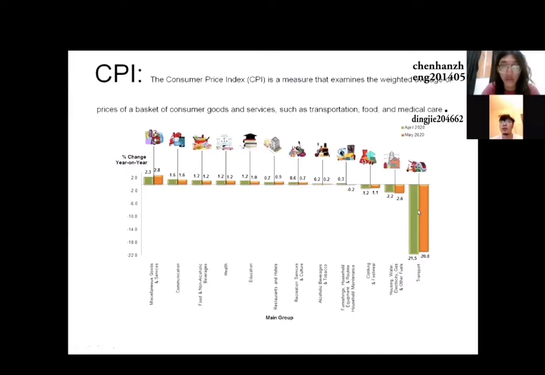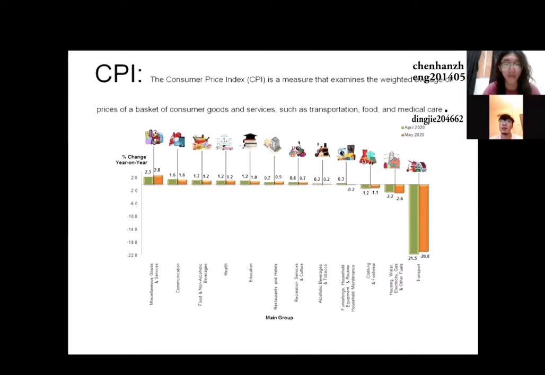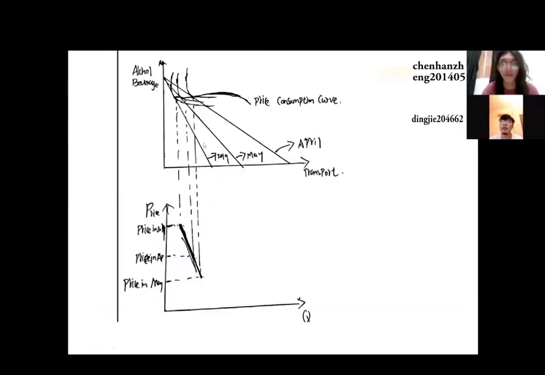Combining the quantity, we choose one good not relevant to transport whose price is nearly unchanged. We can draw its price consumption curve for transportation, and then we can derive its demand curve. That is the price consumption curve, and then we derive its demand curve. We can observe that the demand curve for transport is inelastic. From this example, we can conclude that the sales volume of many goods will change little, while the price changes a lot during the epidemic.